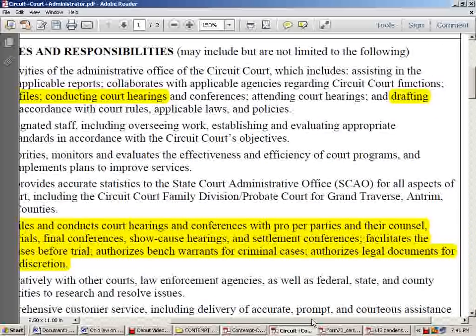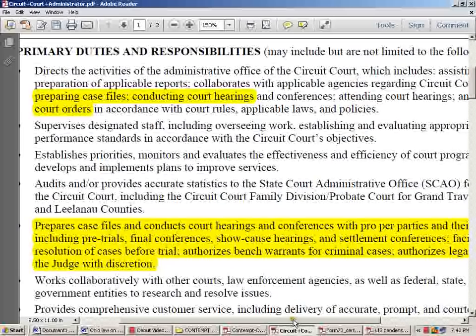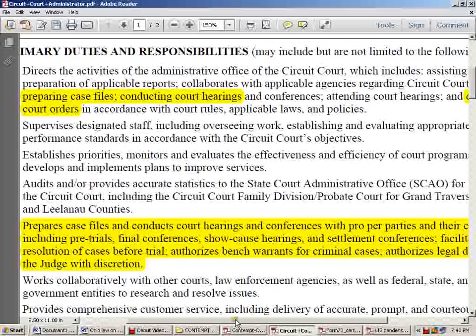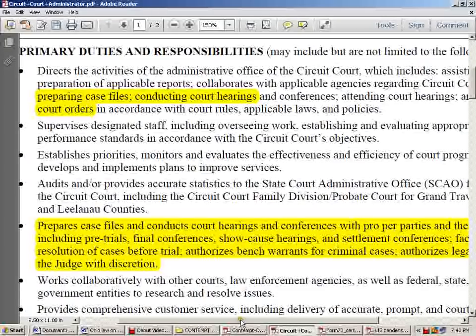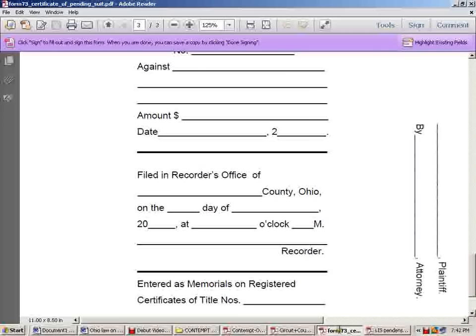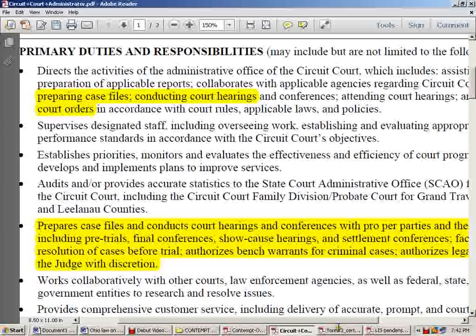Per means proper person, which means me and you have a controversy. Not an in rem proceeding. That's over there in the administrative court. Per is when there's a controversy between two parties. Includes pretrials, final conferences, show cause hearings, which are subpoenas. Settlement conferences, facilitates the resolution of a case before trial, which would be paying them this money right here that they wanted. Right? That's facilitating the resolution of the case before the trial.